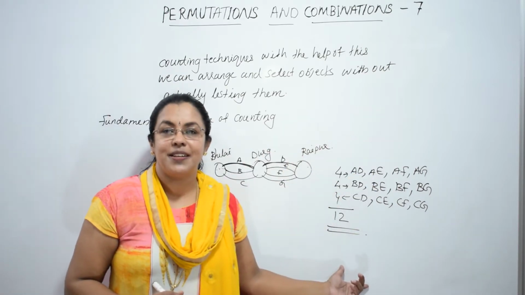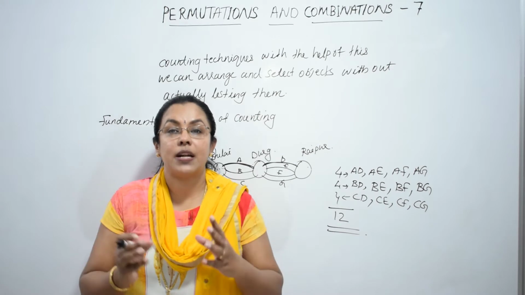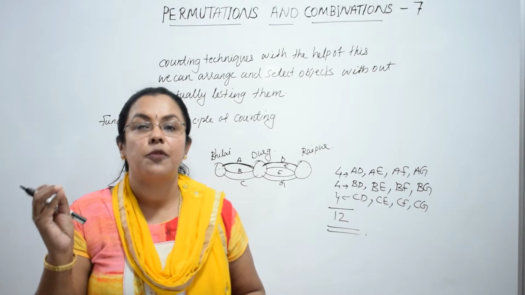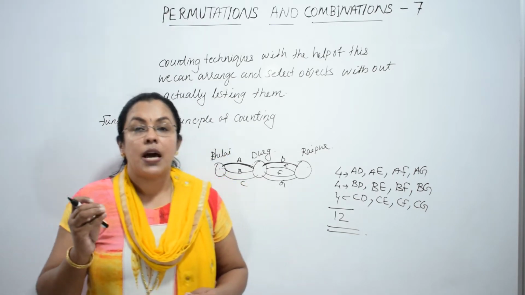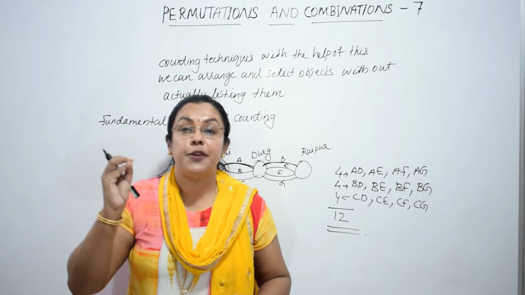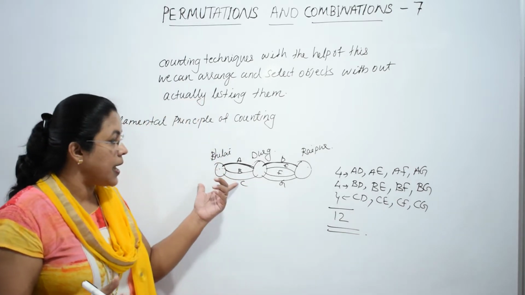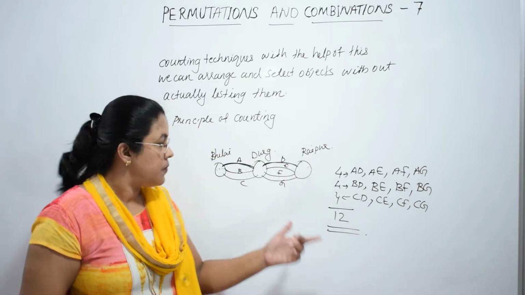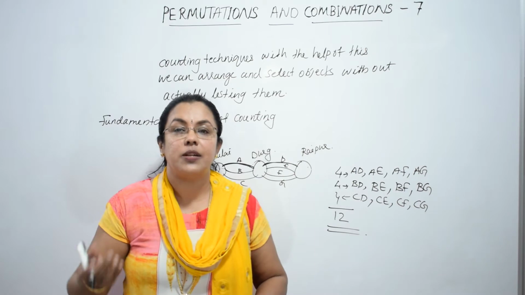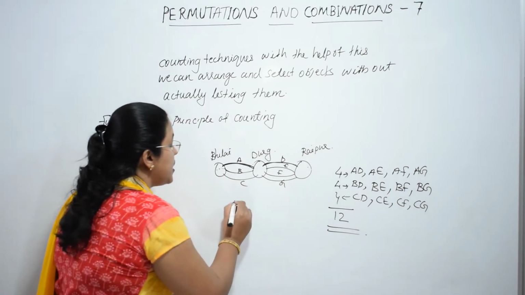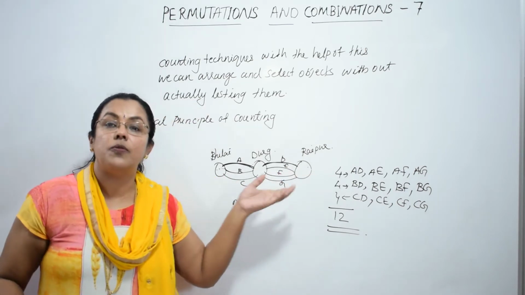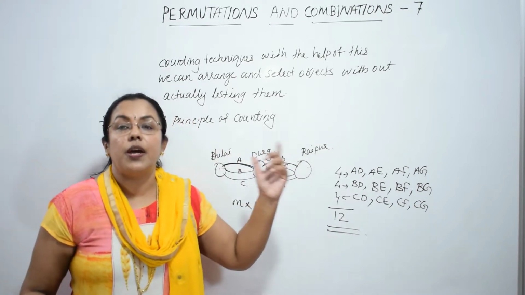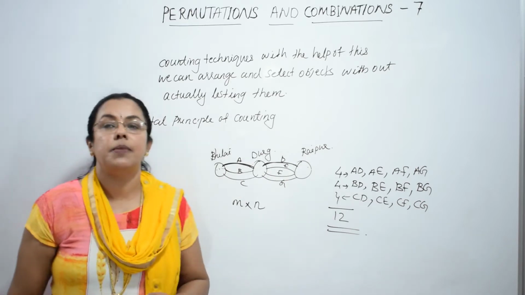It's a lengthy method. We can do this quickly with the help of the fundamental principle of counting. What does the fundamental principle of counting say? If an event can occur in m different ways, followed by another event which can occur in n different ways, then the total number of ways of occurrence is equal to m into n.